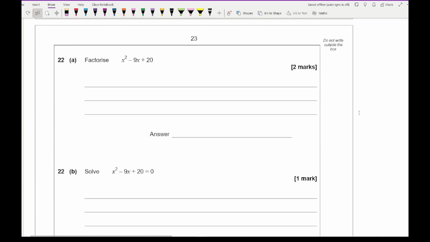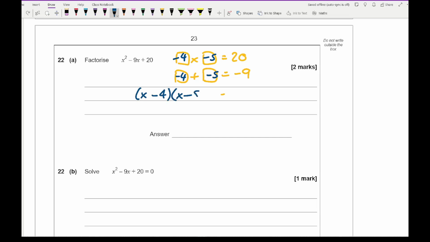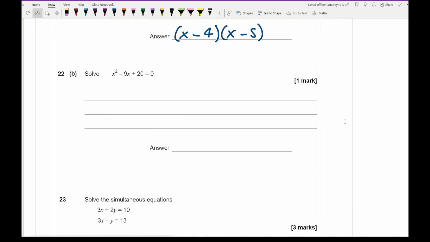Moving on to question 22a, it says factorise, and we've got x squared minus 9x plus 20. So for this, what we're looking for are two numbers that multiply together to equal 20 and added together equal negative 9. Now the two numbers you need to be thinking of are minus 4 and minus 5. So then putting them in brackets, we get that as our answer, in which you can write the brackets in any order, but the numbers you need to have are minus 4 and minus 5 inside.